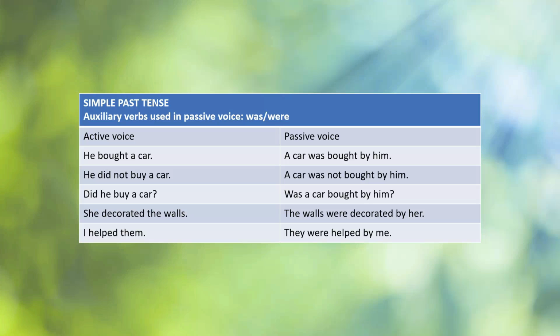Second one, he did not buy a car. A car was not bought by him. Did he buy a car? Was a car bought by him? Next one, she decorated the walls. Now walls is plural, so we will put were. The walls were decorated by her. I helped them. They were helped by me. So this was the simple past tense. In active voice there is a V2 form as the verb and in passive voice we will put was or were as per the subject, and the V3 form. Now let's see the next one.